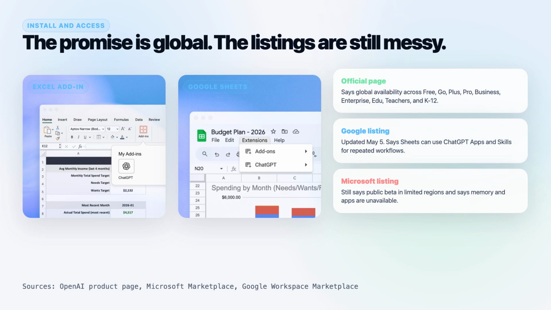But the Microsoft Marketplace copy is still narrower. It still talks about public beta, Plus, Pro, business, and enterprise users in the US, Canada, and Australia. It also says memory and apps are not available. So do not treat the availability language as perfectly settled yet. Plan, workspace admin settings, region, app permissions, and data source entitlements can still decide what actually works for you.